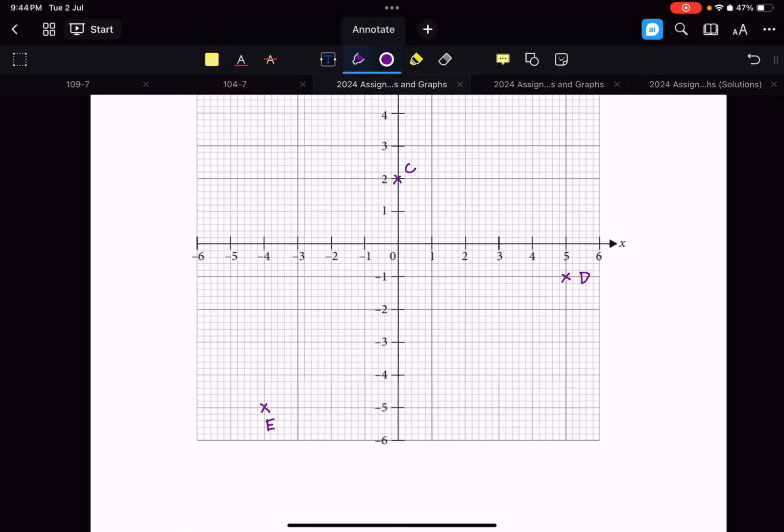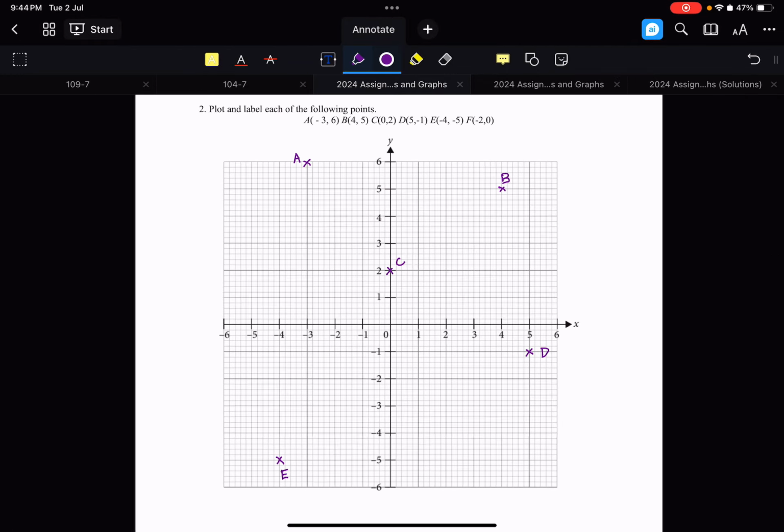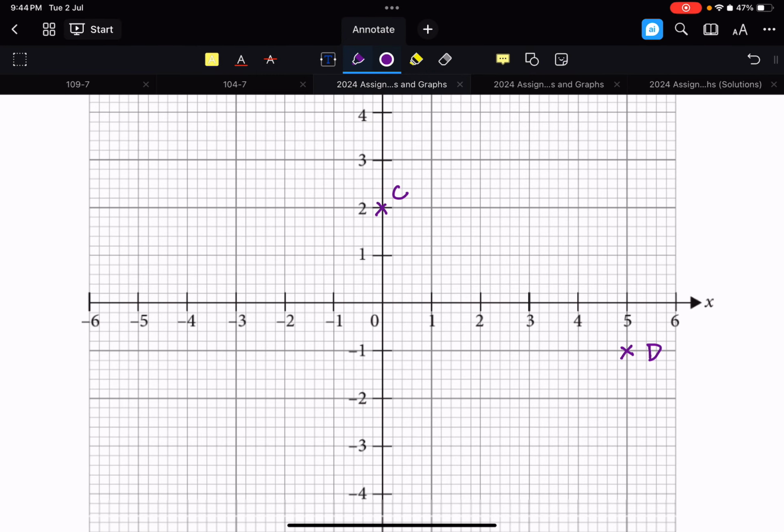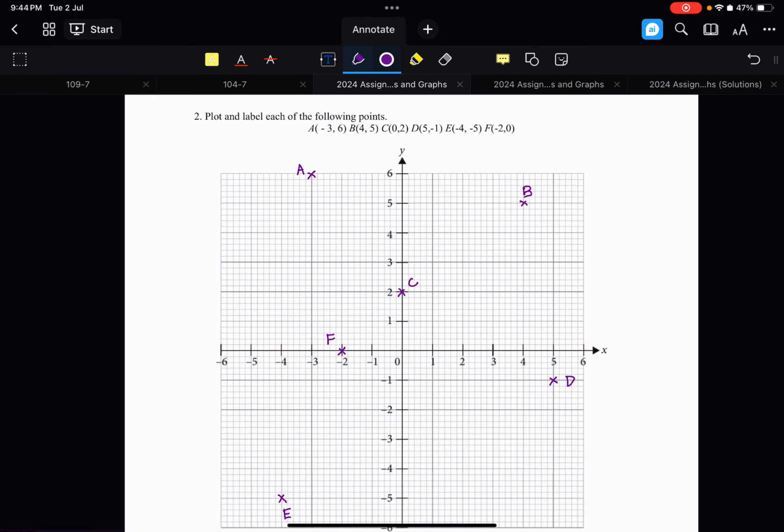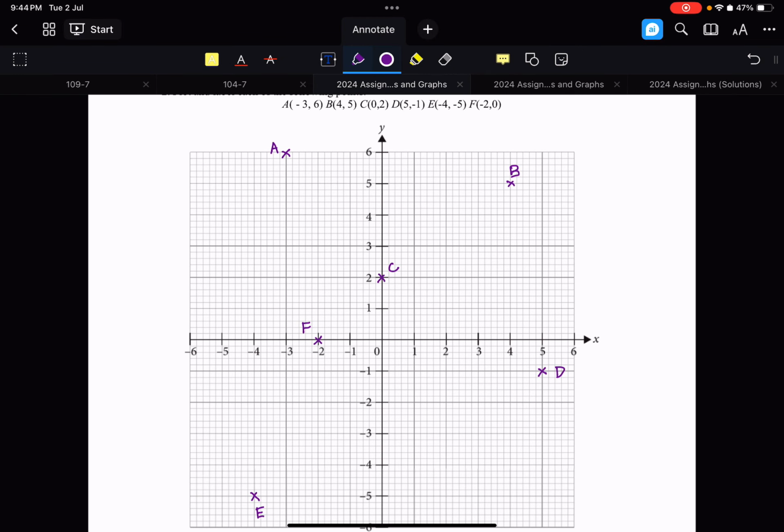And finally, point F. Point F is negative 2, 0. So it'll be right here, negative 2, 0. This is point F. Let me zoom it out. So look at the locations of all the different points. I hope you have been successful.